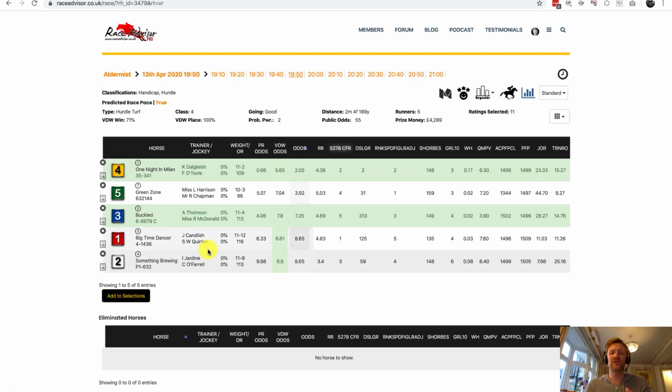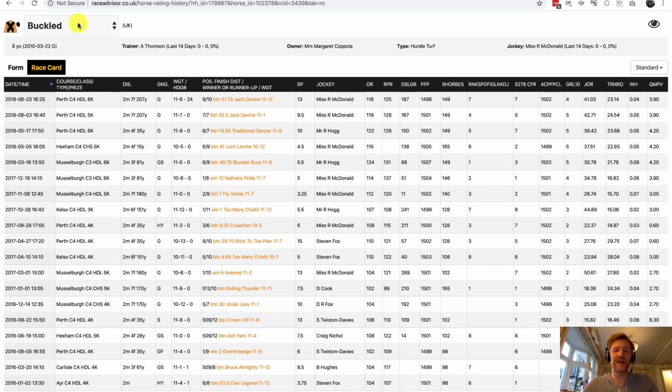My personal feeling is I do not want to bet on this horse coming back in with a strong run. I wouldn't want to put my money on it, so I won't be betting on that horse. So that now leaves One Night in Milan for me in this race, and that's been done predominantly from using this history here.